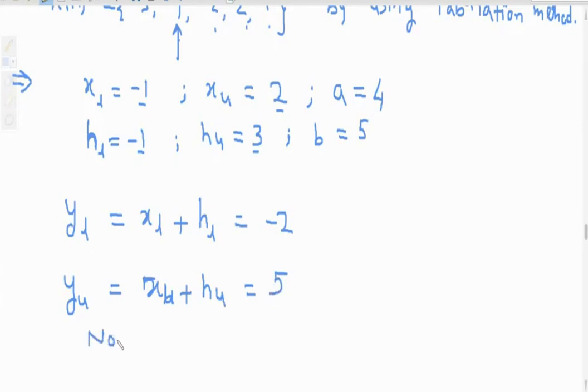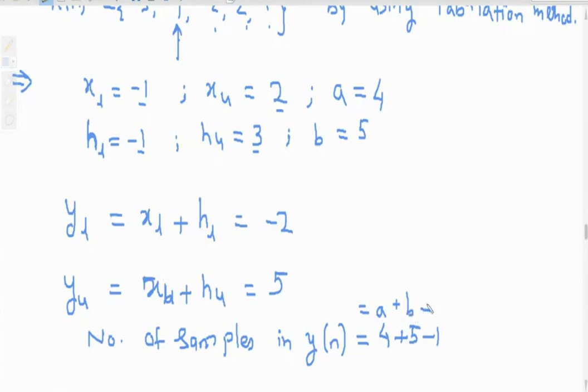The number of samples in y of n equal to a plus b minus 1. That means 4 plus 5 minus 1. That is the formula: a plus b minus 1, the number of samples in x of n plus the number of samples in h of n minus 1. So that is nothing but 8.